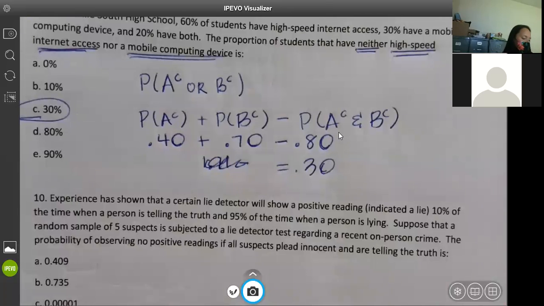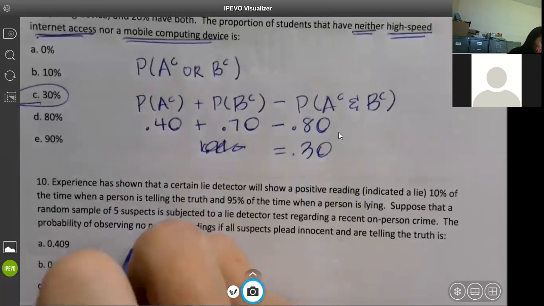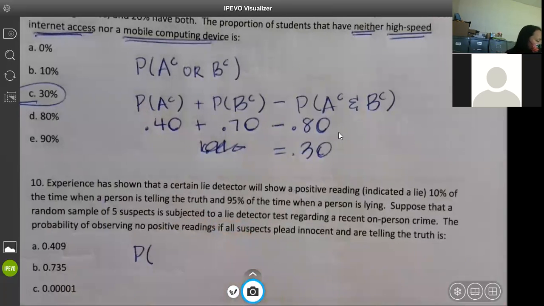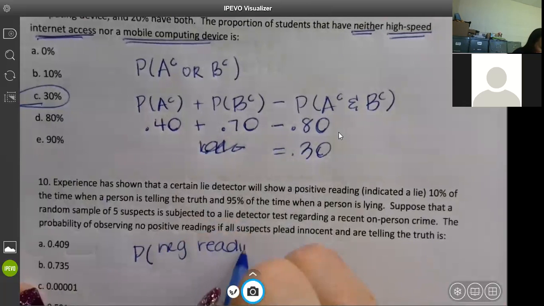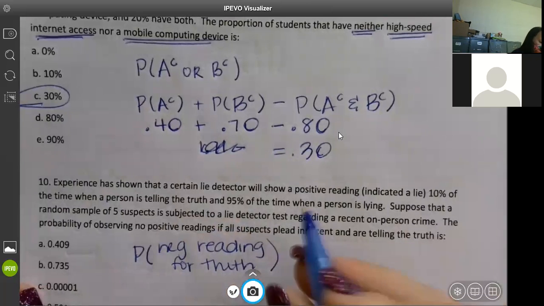Okay. Experience has shown that a certain lie detector will show a positive reading, which means they lied, 10% of the time when a person is telling the truth and 95% of the time when the person is lying. Suppose that a random sample of 5 suspects is subjected to a lie detector test regarding a recent crime. The probability of observing no positive readings if all suspects pled innocent and are telling the truth is... So what we have is the probability of a negative reading for truth.